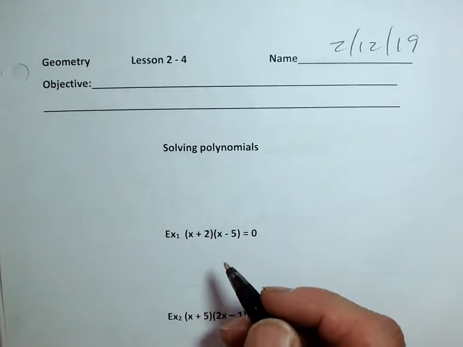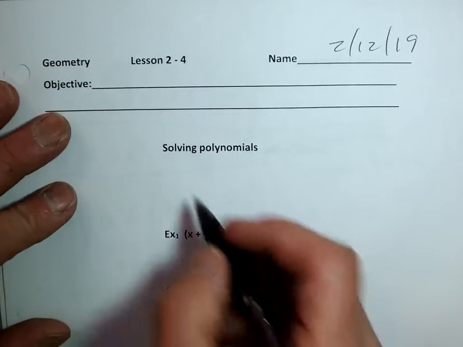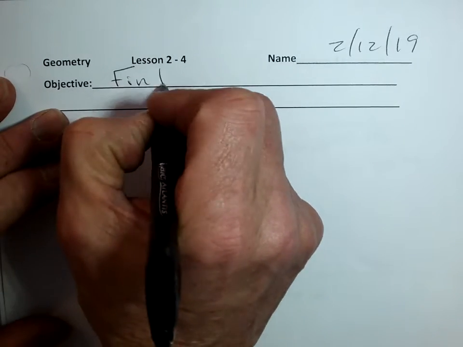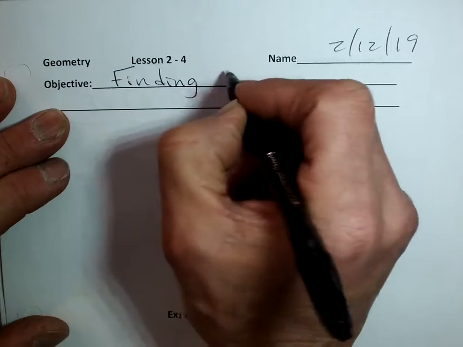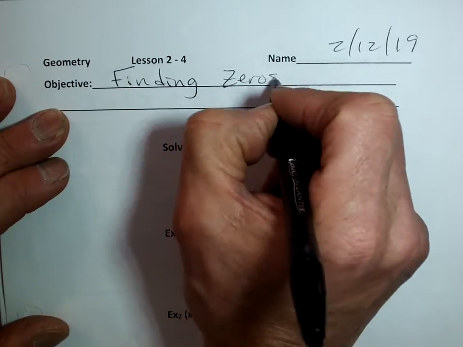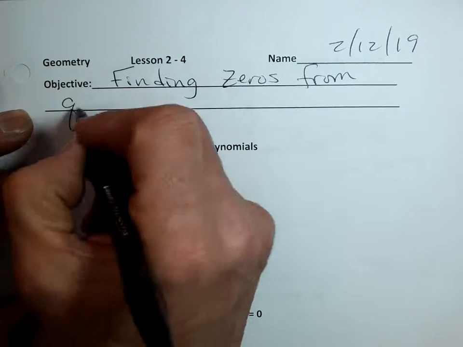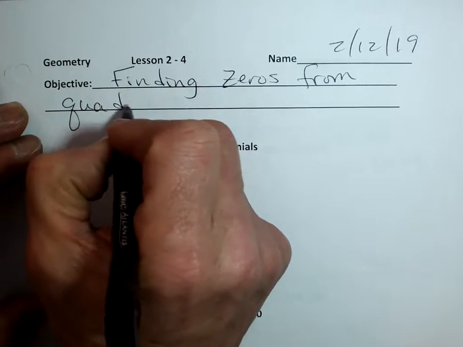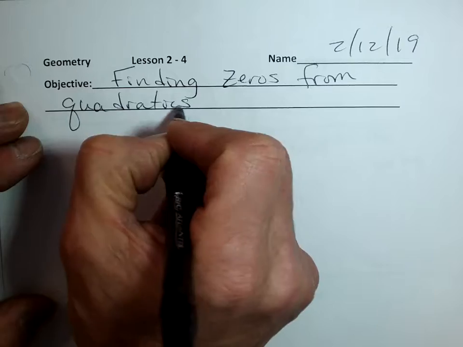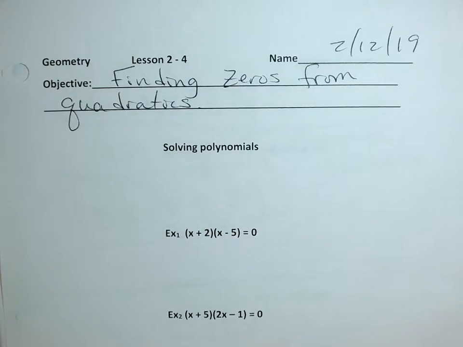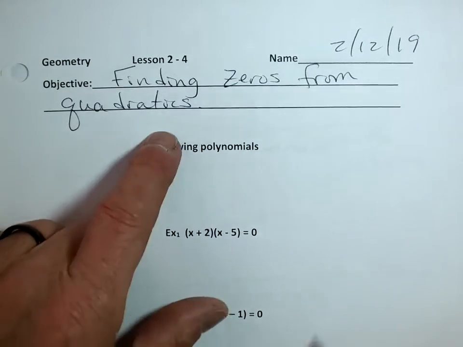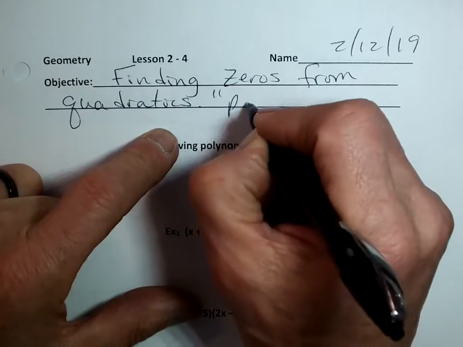Okay, so the objective today is finding zeros from quadratics. Now that's a weird word, quadratics. Okay, finding zeros is going to make sense. Quadratics are parabolas.